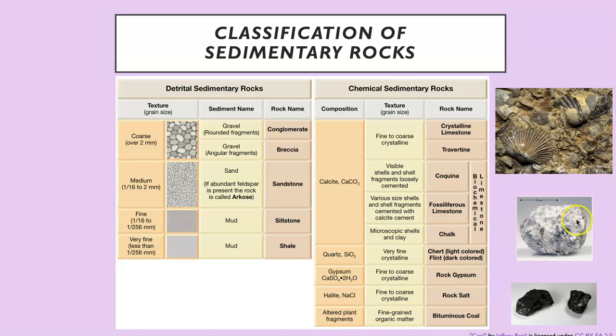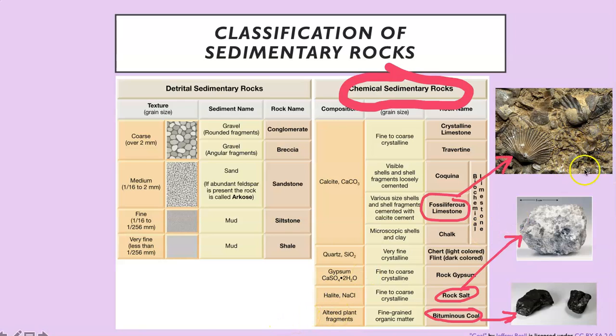The other type of rocks are the chemical sedimentary rocks. And these are not based on the size of the grains, but these are based on their chemical composition. What are they made of? Here we have a fossil-rich limestone, and limestone is made of calcite. In fact, there's a lot of different kinds of limestones. Down here we have rock salt, which is made of sodium chloride, and bituminous coal, which is made of altered plant fragments. So the classification of these two groups of sedimentary rocks is quite different.